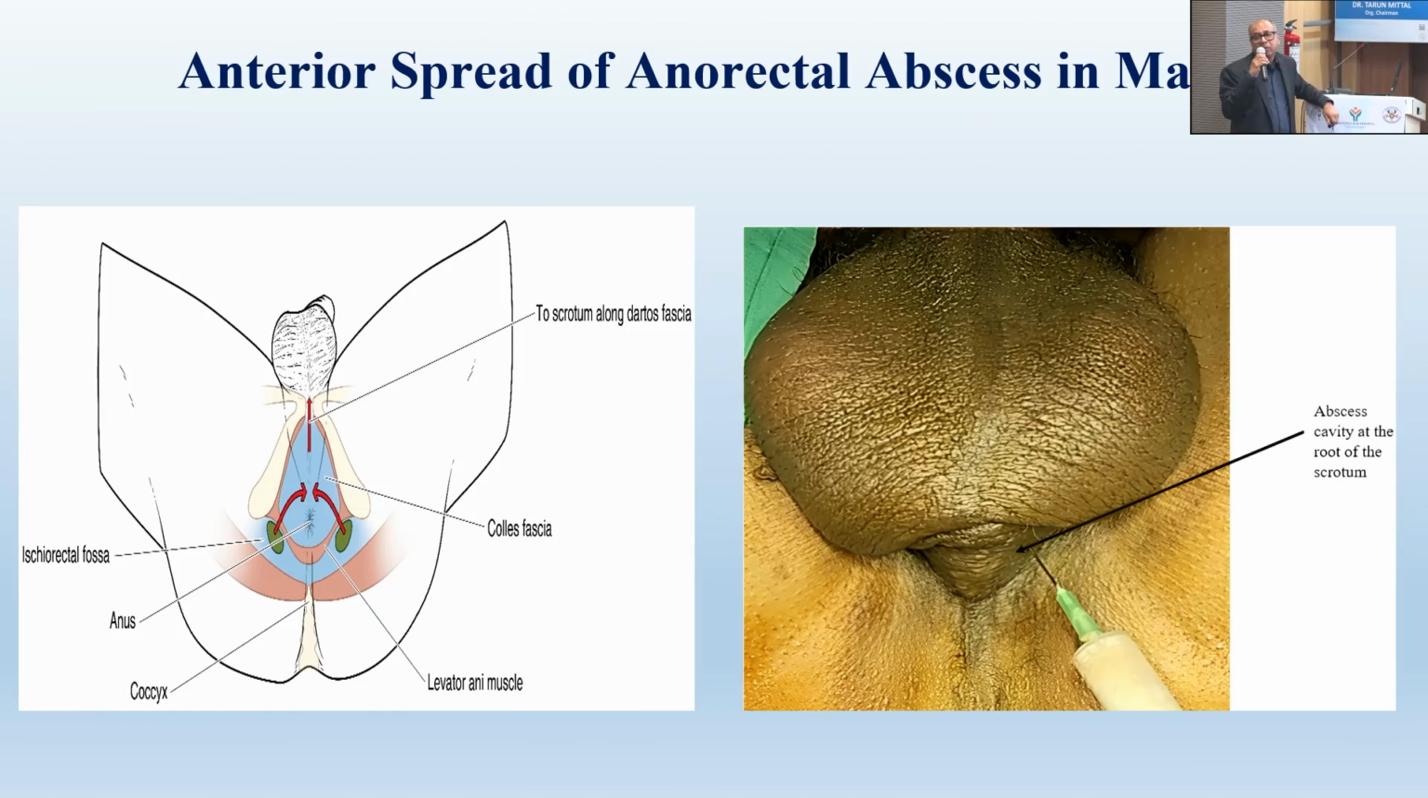Anterior spread. Many times we get in males abscesses which are present in the scrotum or the penoscrotal junction. The external opening is there. So from where has it come? It is the anterior extension which is from the Colles to the dartos.